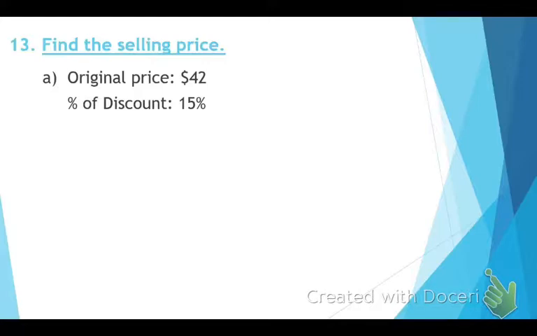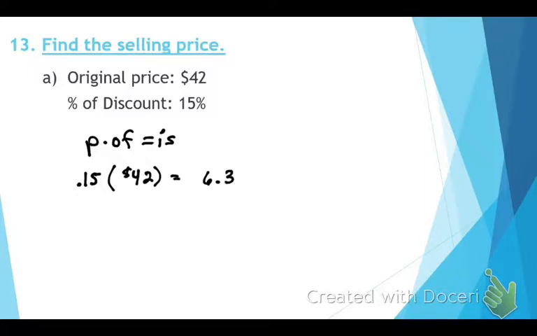Here's what I just saw as I walked around. A lot of people remembered that this is P times of equals is. If you forgot that, I want you to slip that formula in there. This is then what I saw a lot of people do. Okay, the discount is 15%, 0.15. They multiplied it times the original amount, and many of you got 6.3. Remember, this is a dollar sign, decimal point, okay? So then they did this, $6.3. What are they missing? The percent. Oh, sorry. I need a zero there, $6.30.